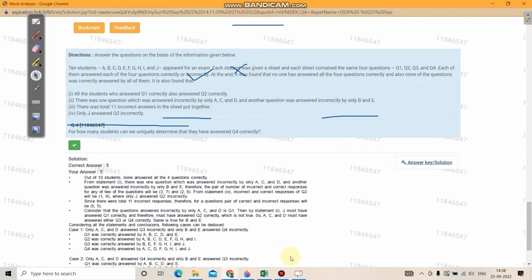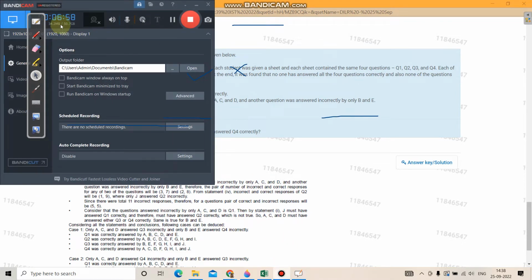Easy set. Let's see the time taken. 6 minutes, so approximately you can reduce 2 minutes. Yeah, 3 to 4 minutes. So this was an easy set.